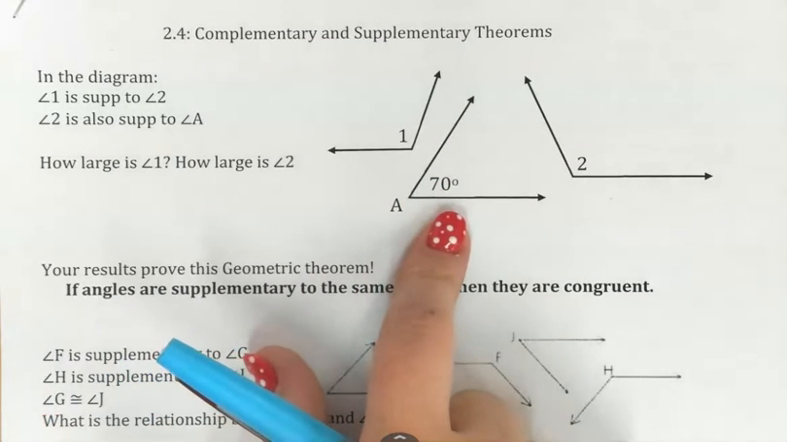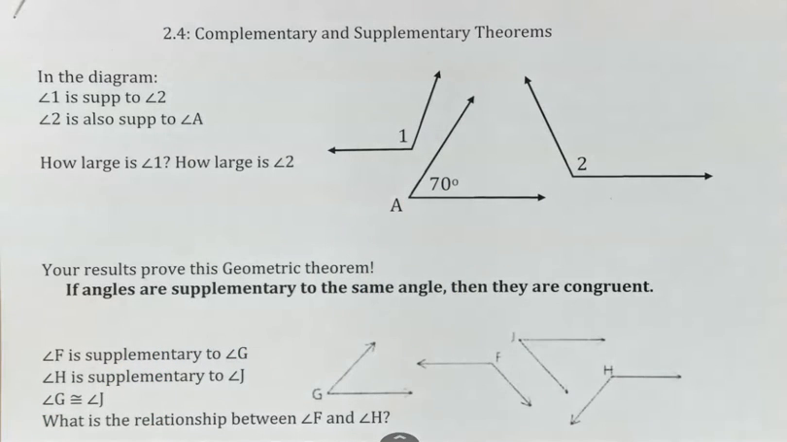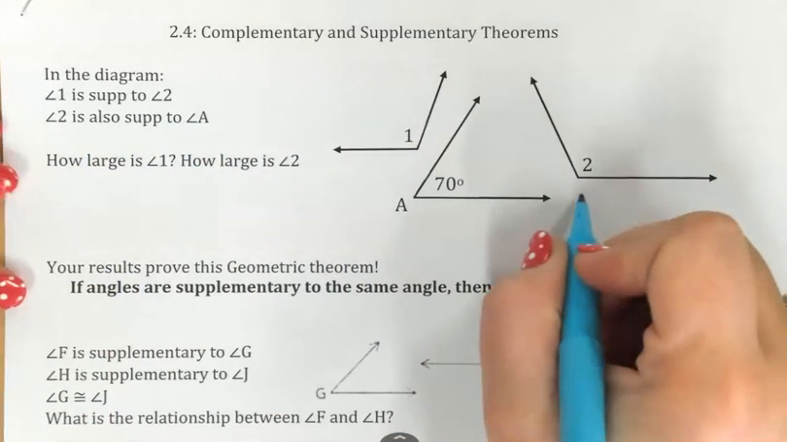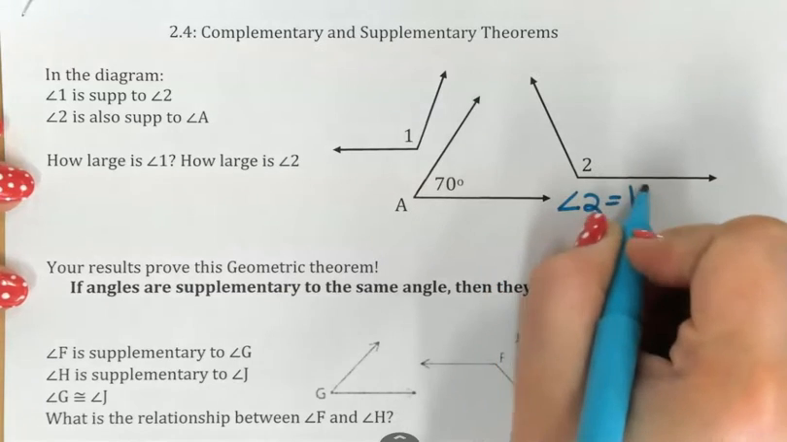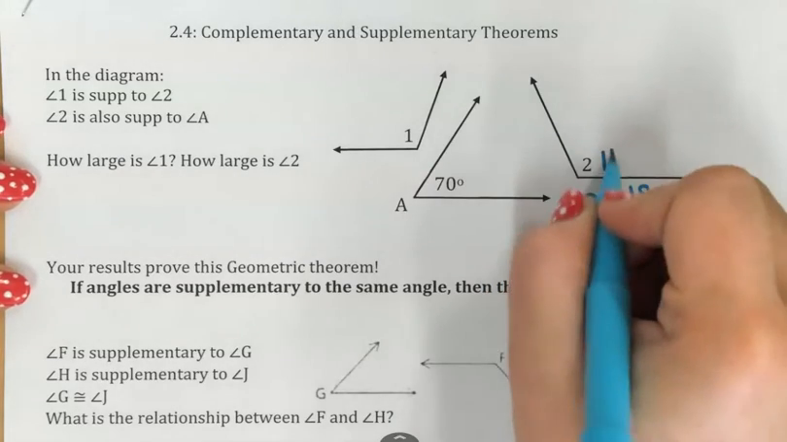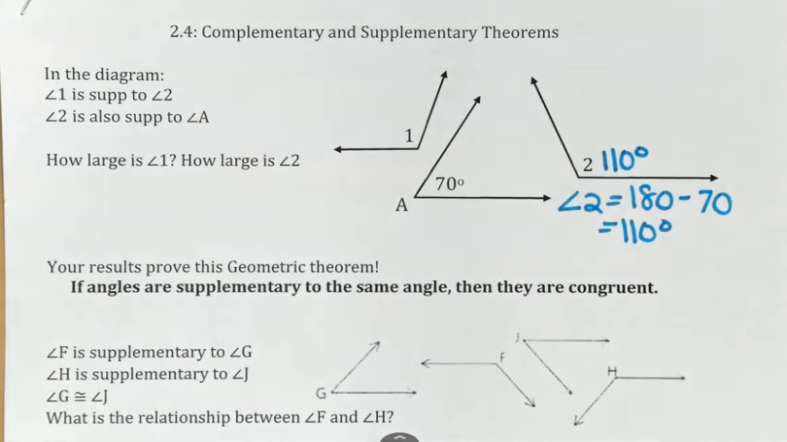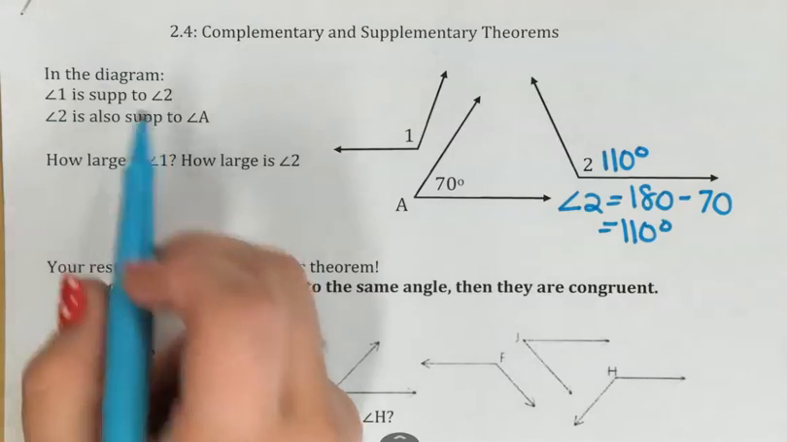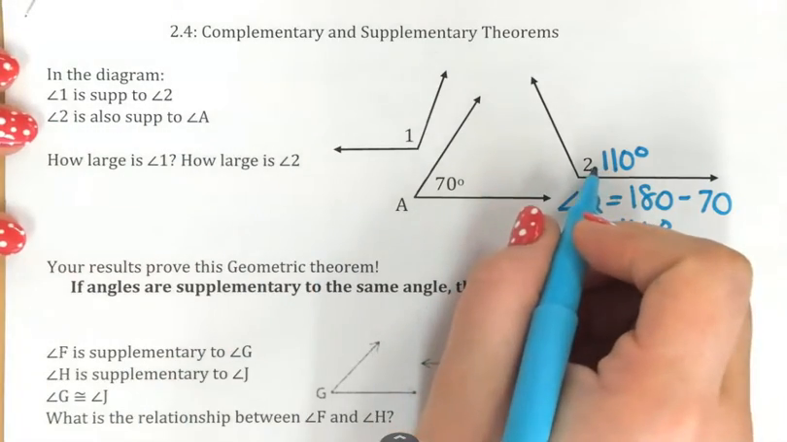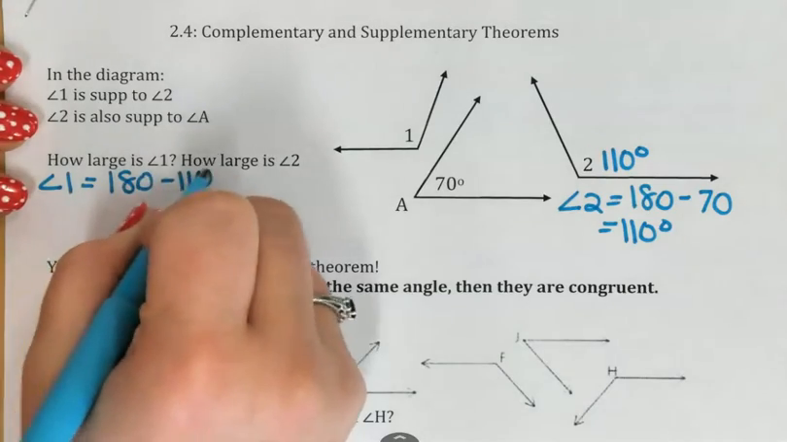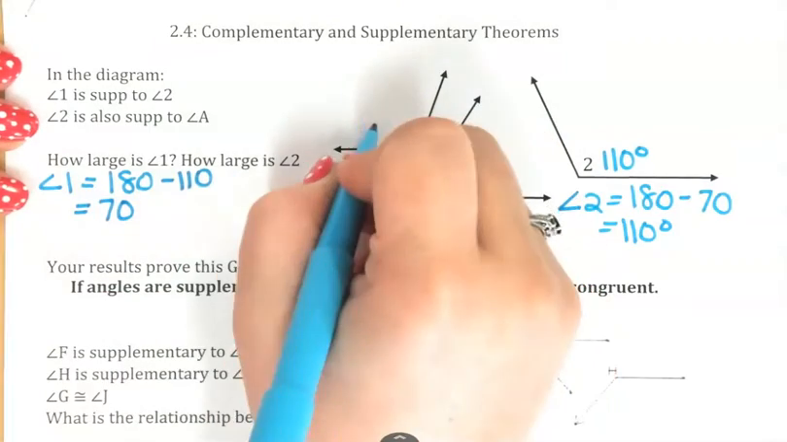The only one I'm given the measure of off the bat is angle A, which is 70. So the relationship I have from A elsewhere is that angle A is supplementary to angle 2. So the way I can find angle 2 is by subtracting 70 from 180, and I get 110. So that's 110 degrees. Now I want to find angle 1. Well, I'm told angle 1 is supplementary to angle 2 as well, so that means that angle 1 is going to be 180 minus 110, which gives me 70.